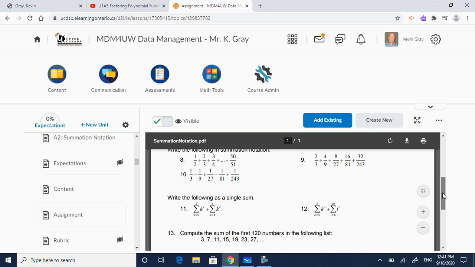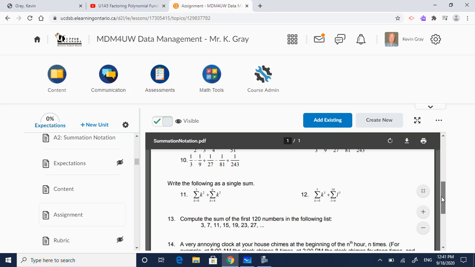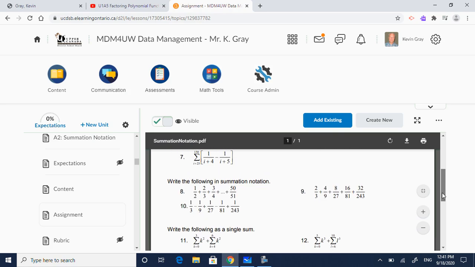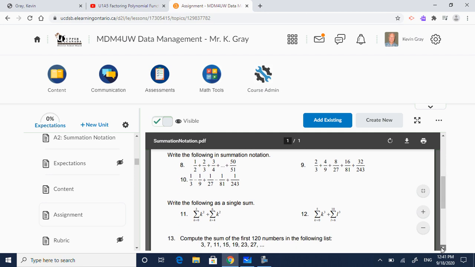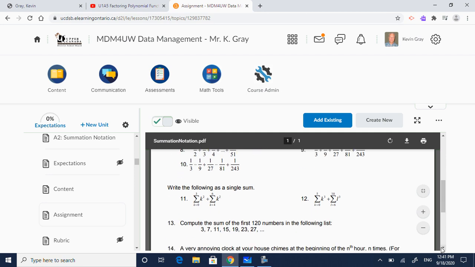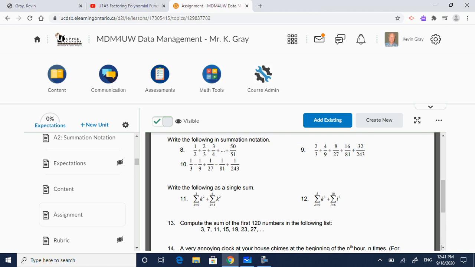11, 12, and 13. 11 and 12, just combine those. Don't evaluate. 11 and 12 are just asking you to write them as a single sum. You don't have to evaluate them. In that case, look at the indices, the lower limit and the higher limit for each of these, and see if you can combine them as one.